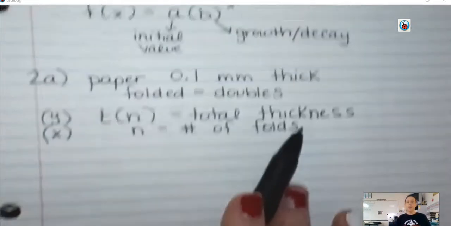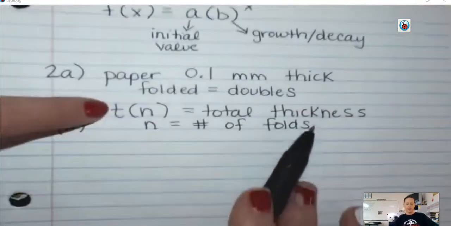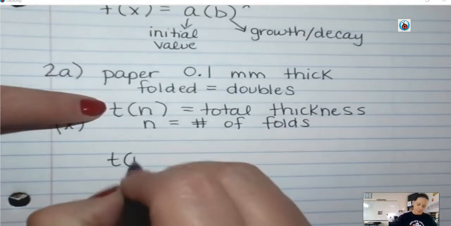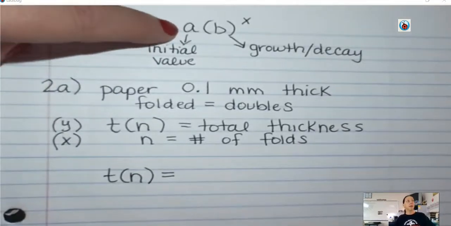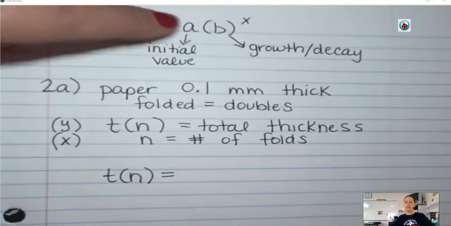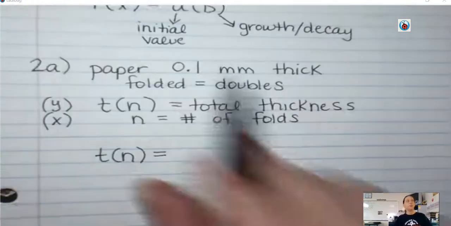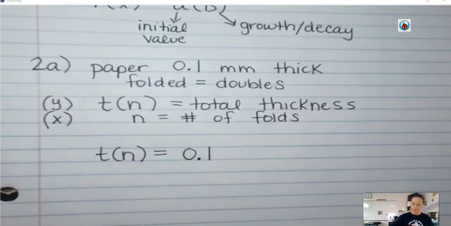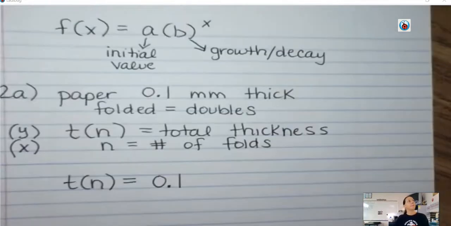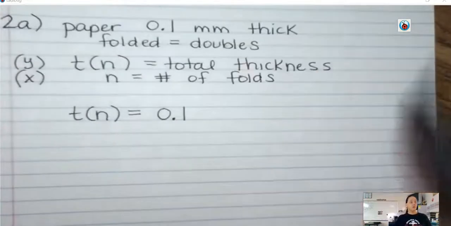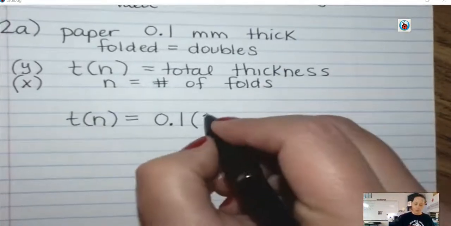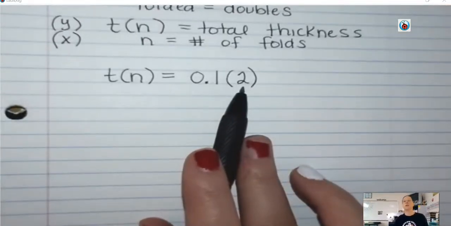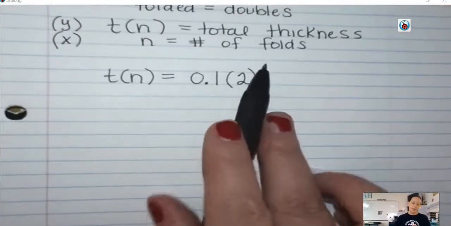Okay, so to come up with the equation, so f of x, they actually want us to use T of n equals, A stands for the initial value, the initial amount. The initial thickness of the paper is 0.1. Times the growth factor, how much it's growing by. Each time when you're doubling something, you're multiplying it by 2. When something doubles, it's multiplied by 2. And then normally we have an x up here, but they want us to use an n.